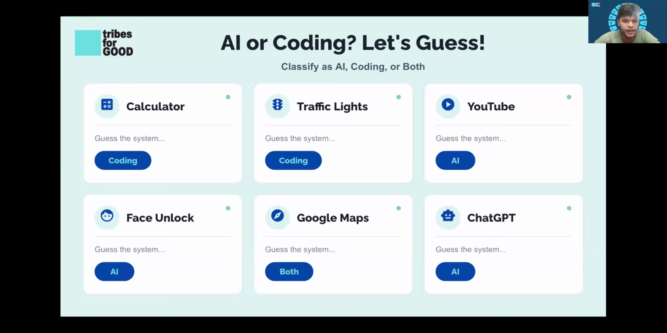Then we have ChatGPT. I think everybody knows ChatGPT is an AI platform. It's very famous, educational-wise especially. It gives answers. So I think everybody knows that ChatGPT is a type of AI. Ma'am, next slide.